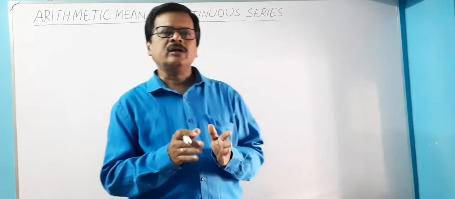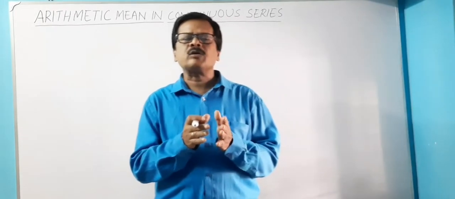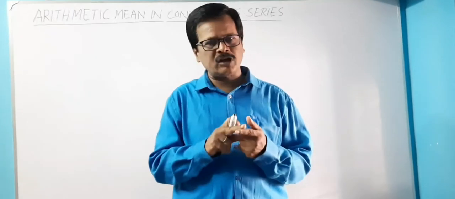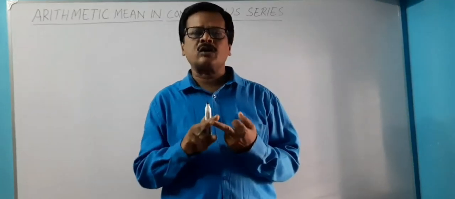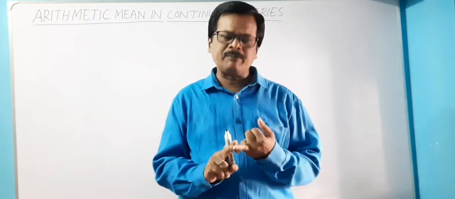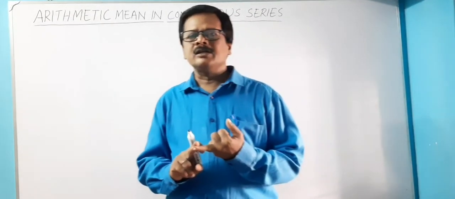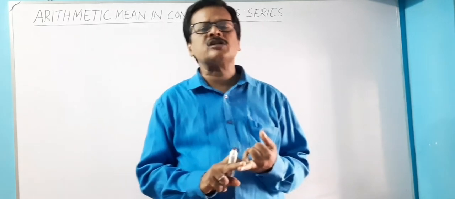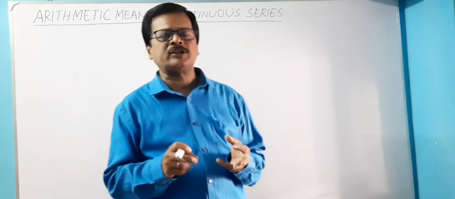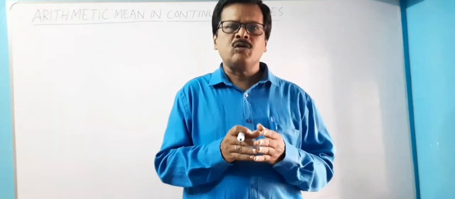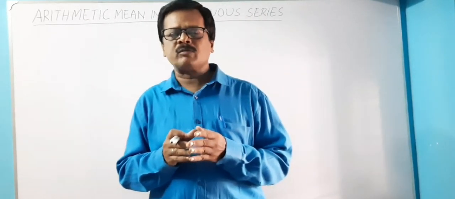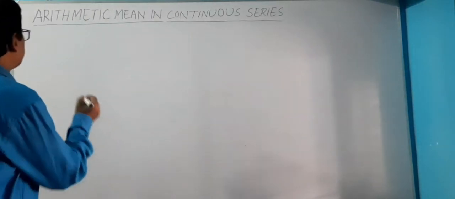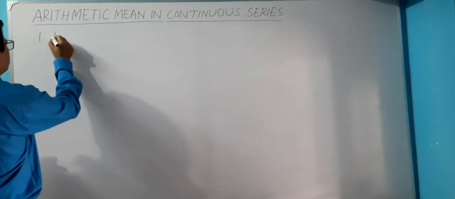In continuous series, to calculate arithmetic mean, there are three methods. They are: number one, direct method; number two, shortcut method; and number three, step deviation method. So how to calculate arithmetic mean by using direct method, shortcut method, and step deviation method in continuous series? Now we will discuss. Number one is how to calculate arithmetic mean through direct method.